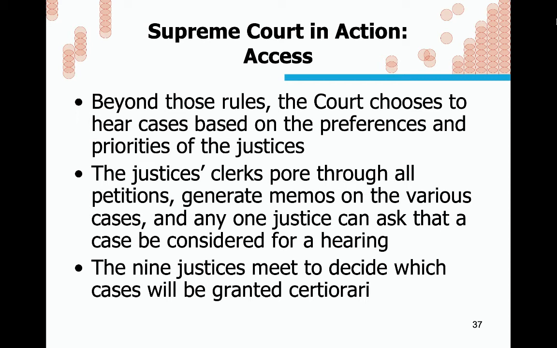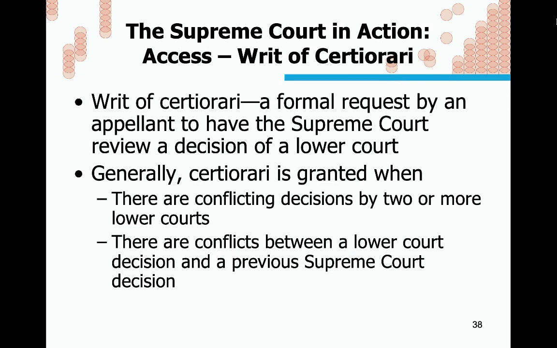The justices' clerks pore through all petitions, generate memos on cases, and any one justice can ask that a case be considered. So it takes 1 out of 9 for a case to be considered for a hearing. The 9 justices meet to decide which will be granted certiorari, as that would be pronounced in Latin. But a writ of certiorari is a formal request by an appellant, so by an interested party, to have the Supreme Court review a decision of a lower court. And generally, it takes one justice out of the 9 to propose that this writ be granted.